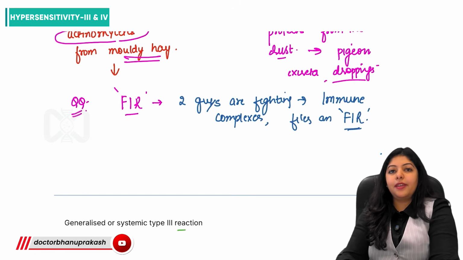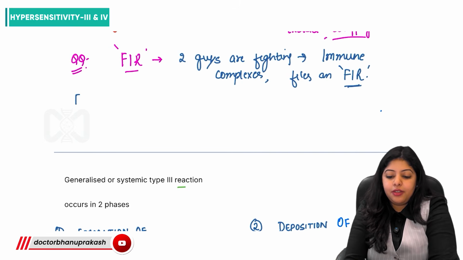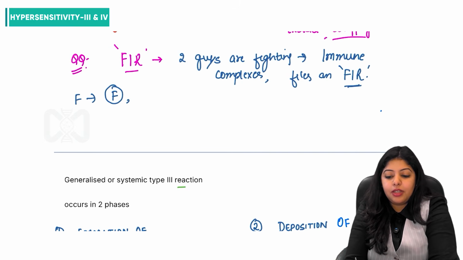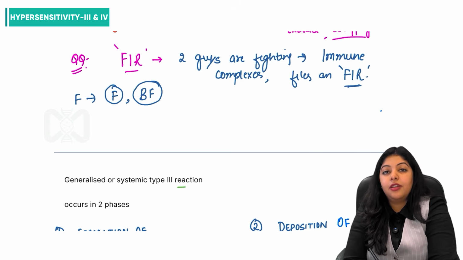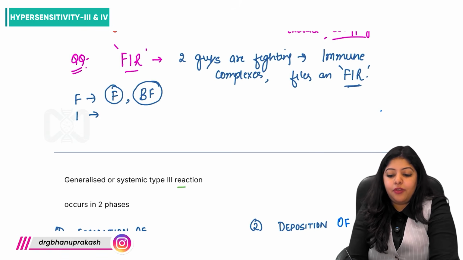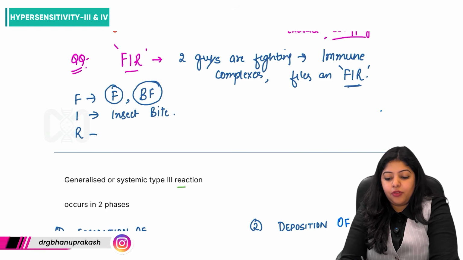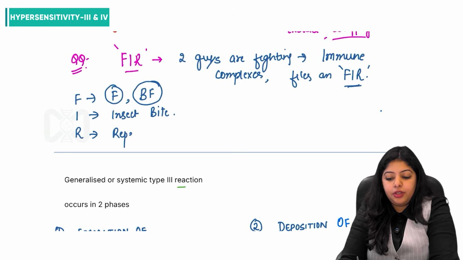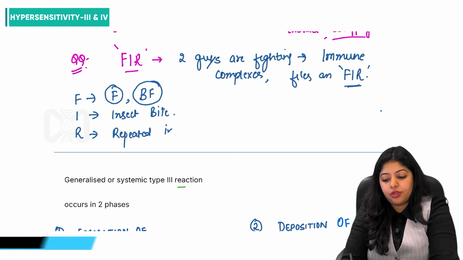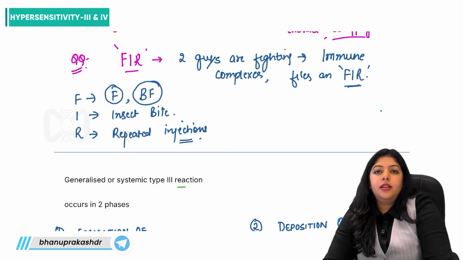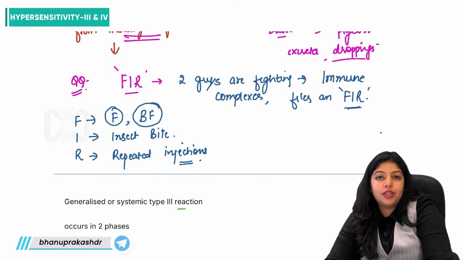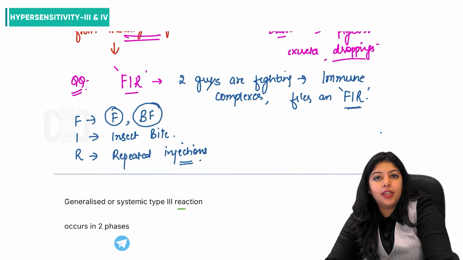So what does this FIR stand for? F stands for two F's, farmer's lung and pigeon breeder's disease, right? I stands for insect bite, and R stands for repeated injections. So this will make you memorize the localized Arthus reactions, the immune complex deposition, and an FIR has been filed against those two guys.